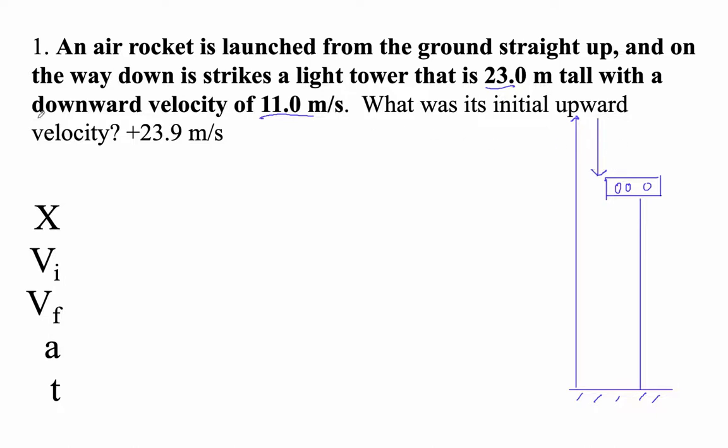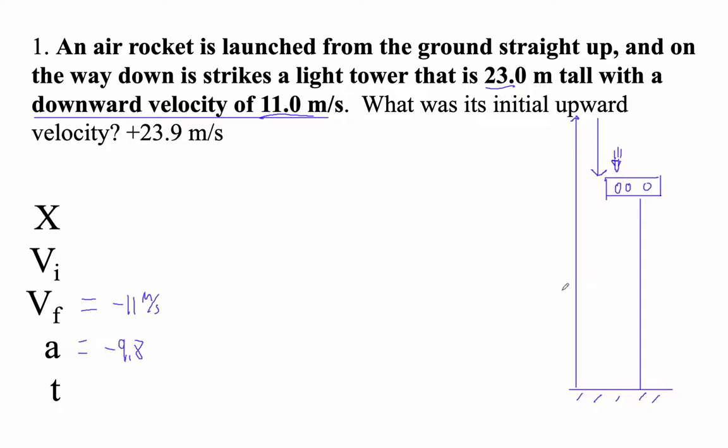Okay, so notice it's a downward velocity of 11, right? So our final velocity is going to be minus 11 meters per second because this rocket's going to be going down. So we put the minus sign on there because that makes it down. And then the acceleration is negative 9.8.